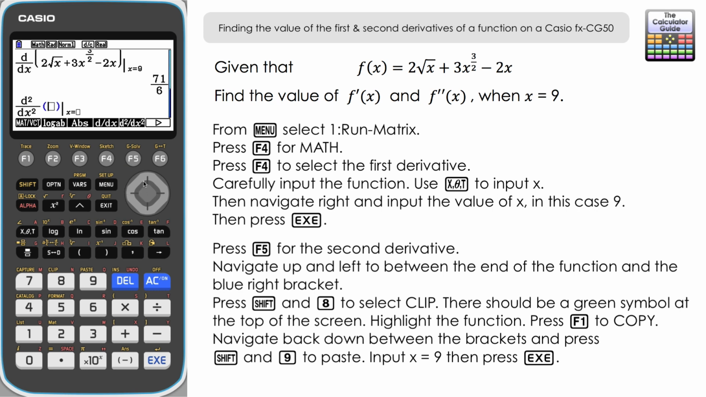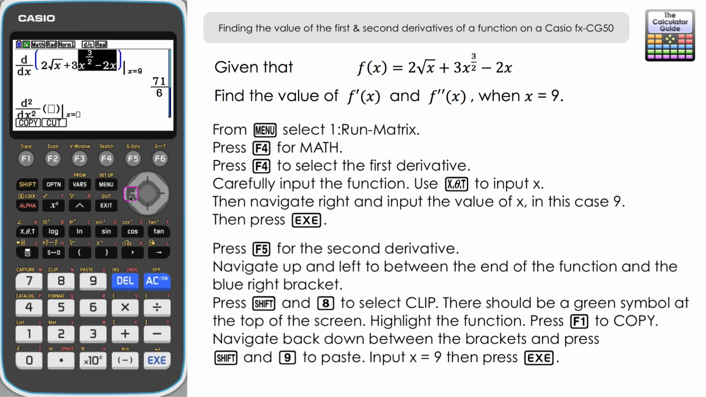And then the second derivative, similar sort of process, F5 for second derivative. Again, navigate back to the end, so just after the 2x, and then Shift and 8 to start the process, and then left to highlight your function there.